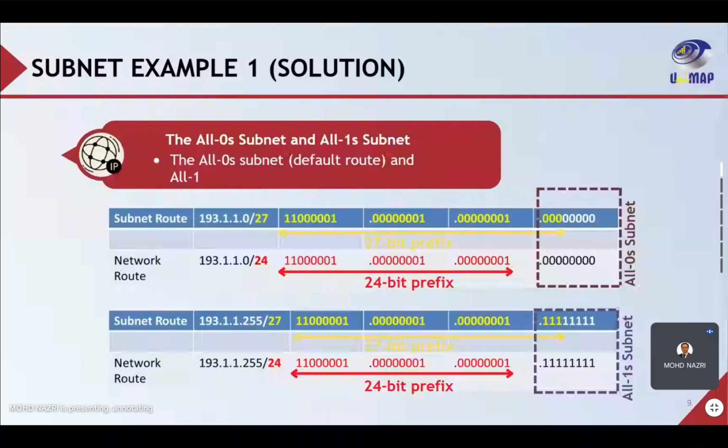Okay, and then second step, to all zeros. To all zero mean dekat sini, 193.1.1.0/27. All zero mean this one is network route. Oh, sorry, this is default lah. Okay, and kalau all one, maksudnya kat sini, ujung 111. Jadi 193.1.1.255/27 ini kita panggil broadcast. Broadcast, all one subnet is broadcast.